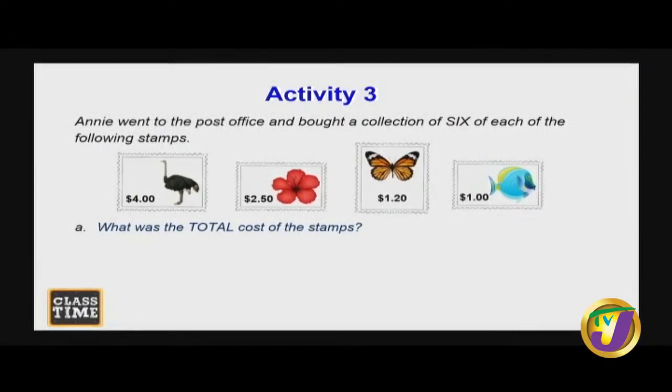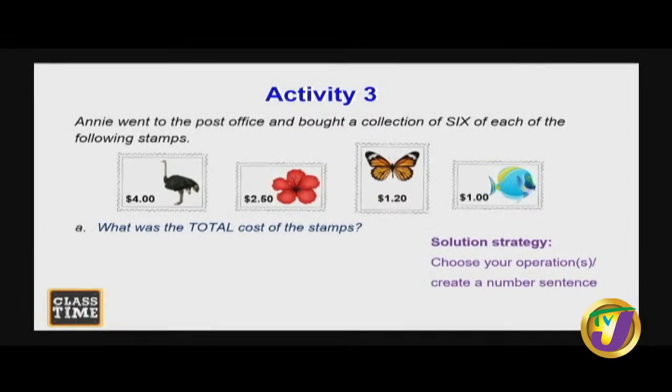Yeah, we can always use a number sentence, choose an operation. Because this one is easy. So we know she bought 6 of each stamp. We could have gone ahead, Latoya, and found the cost for the 6 of each of the stamps. So we could have multiplied that $4 by 6, and that $2.50 by 6, and each of those costs by 6. And then we could add up all of those values together.